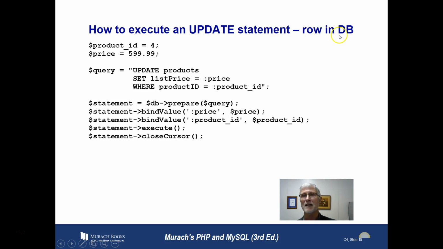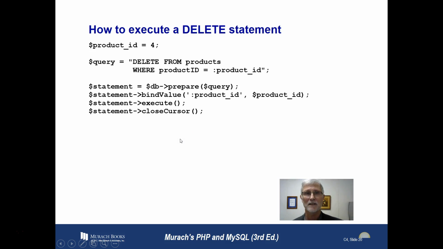So I'm updating a row in the database. Do my prepare, bind my values. I'm doing the price and product ID, execute command, close my link to the interface. Same process if I'm doing a delete. Here's my product ID. Here's my query that I'm creating. So my product ID was 4. So what am I doing? I'm going to delete from products where the product ID equals 4.